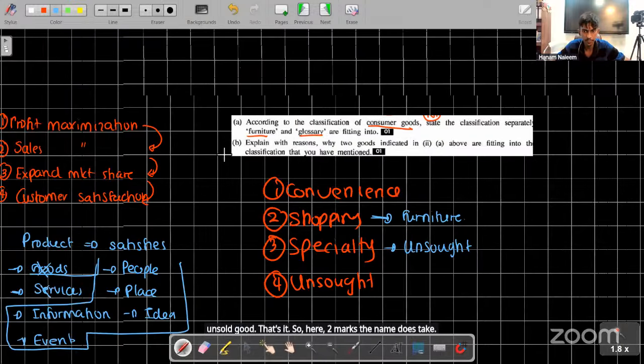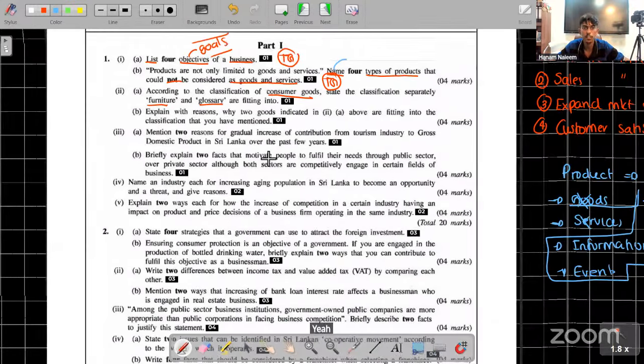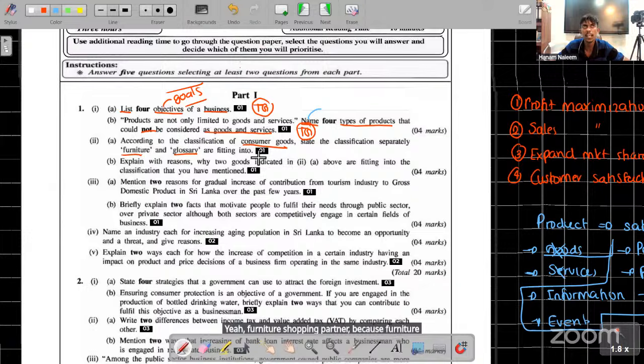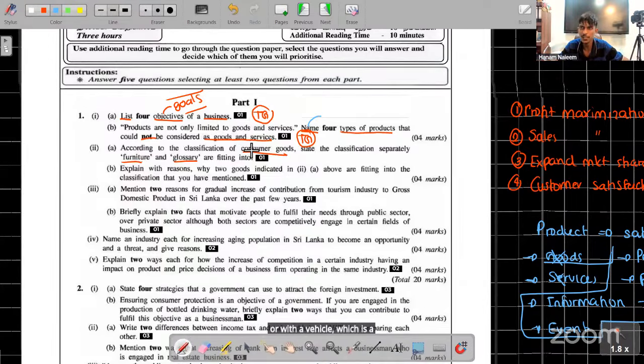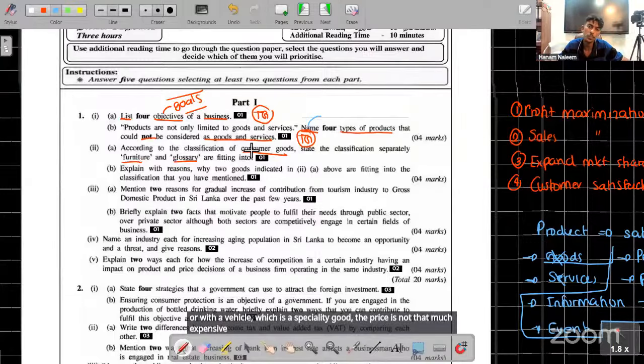Next question. Furniture shopping, because for furniture you may think, sir, we are buying only once in a lifetime. No. We don't buy furniture once in a lifetime. Like regular periods, we buy, maybe every 5 years. And also, if you compare the price of the furniture with a house or with a vehicle, which is a specialty good, the price is not that expensive. So because of that, furniture falls under shopping good.